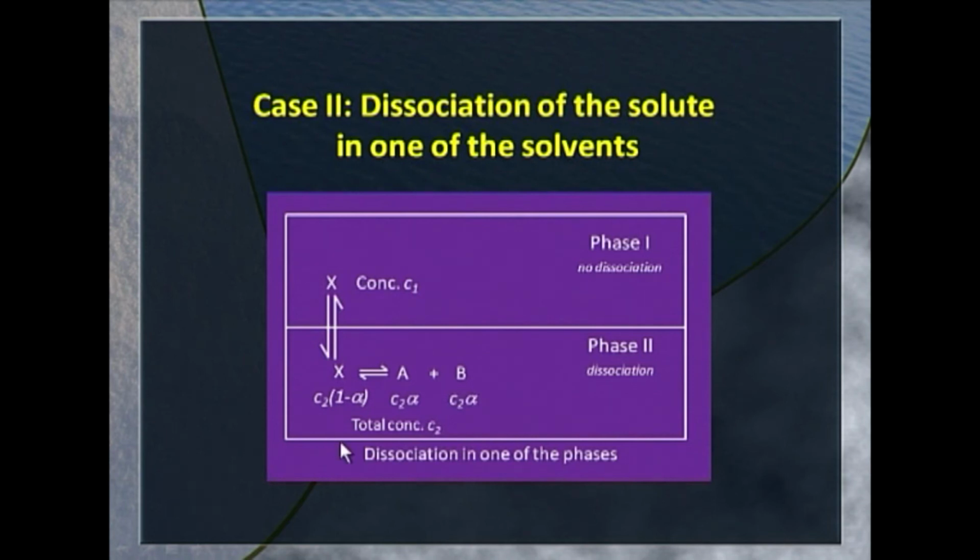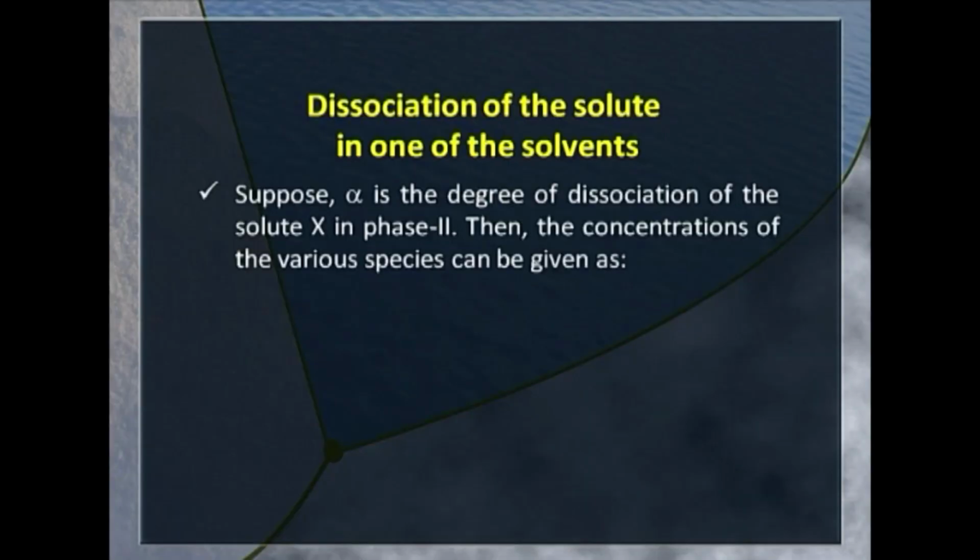And in phase 2, let C2 be the concentration of the solute. C2 is the total concentration actually. It includes the concentration of the molecules remaining unchanged plus the molecules that undergo dissociation. But we know that Nernst distribution law is valid only for the ratio of concentrations of similar molecular species in the two phases, that is, of undissociated molecules only. Suppose alpha is the degree of dissociation of the solute X in phase 2.